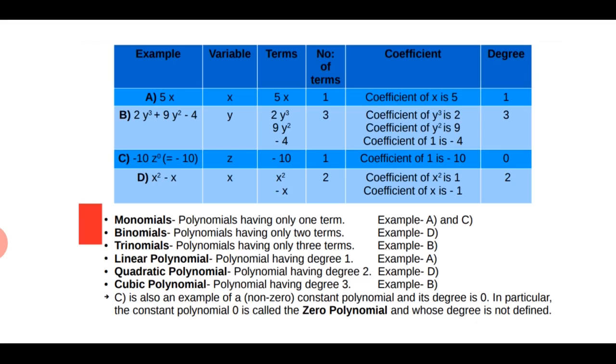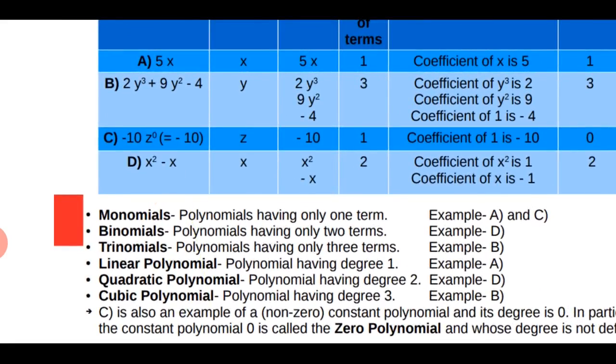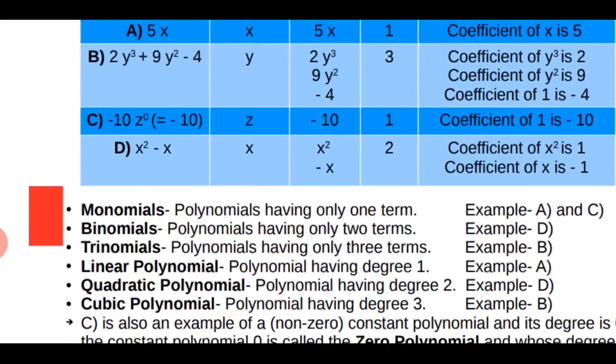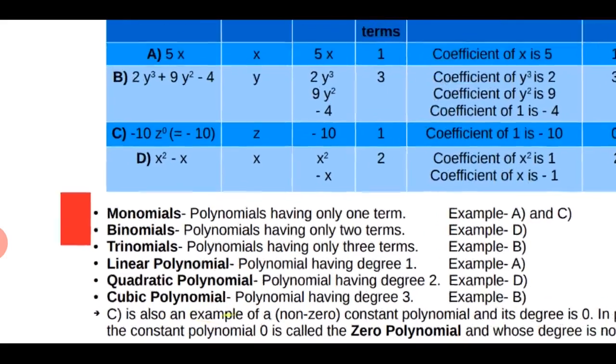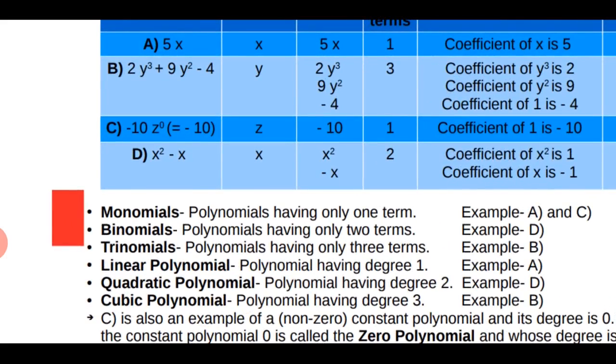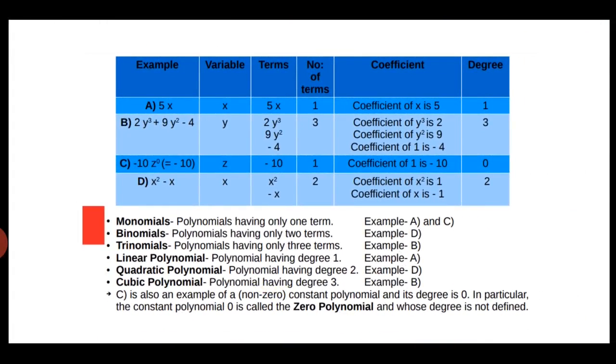Whereas on the basis of degree, a polynomial may be named as a linear polynomial. Linear polynomial means having degree 1. Quadratic polynomial means degree 2. Cubic polynomial means degree 3. Biquadratic polynomial means degree 4, and so on. Since we have to deal only with linear, quadratic and cubic polynomials, we will not discuss biquadratic polynomial. These are the part of your syllabus: linear polynomial, quadratic polynomial and cubic polynomial.